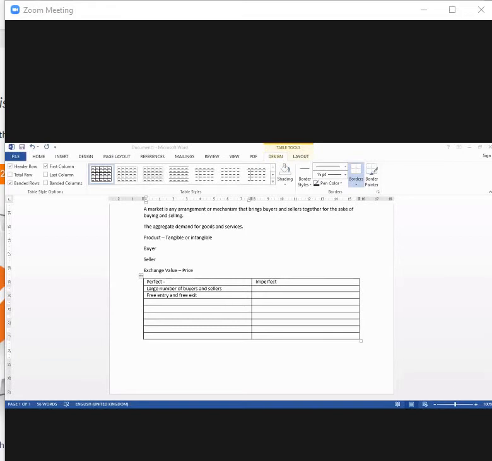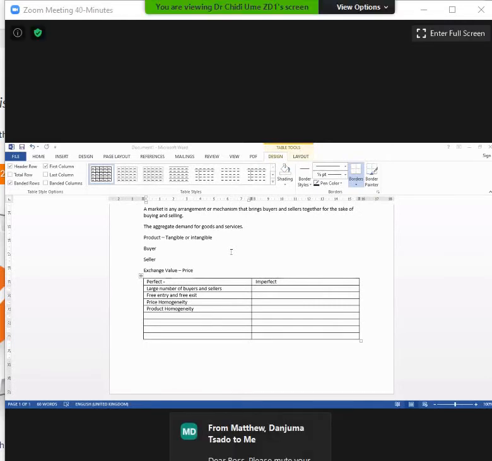Then there is also price homogeneity. There is price homogeneity in a perfect market. There is product homogeneity in a perfect market. Price is homogeneous, product is homogeneous. That means competition is not price-based. And then competition is also not product-based.